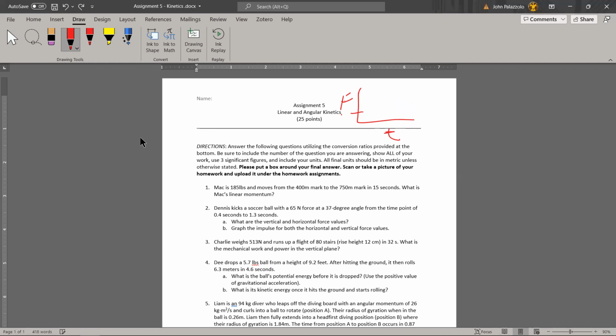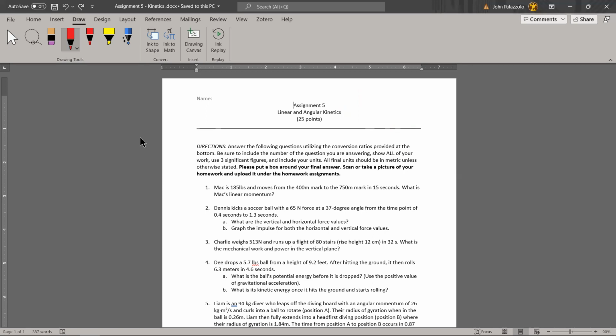Charlie weighs 513 newtons and runs up a flight of 80 stairs with a rise height for each stair of 12 centimeters and does this in 32 seconds. What is the mechanical work and power in the vertical plane? I shouldn't have to mention any more than this, because you already did a lab that answers this question. This should be a fairly easy one.